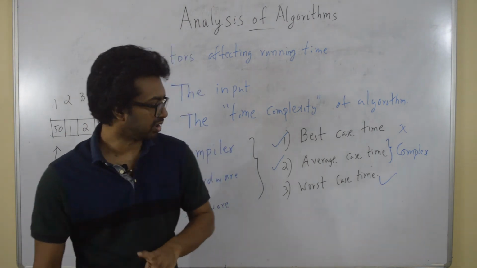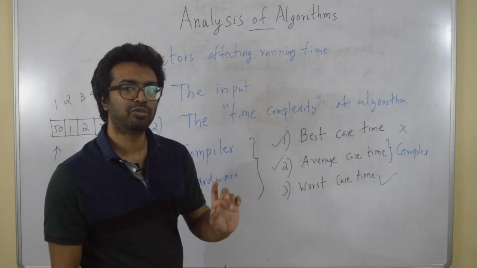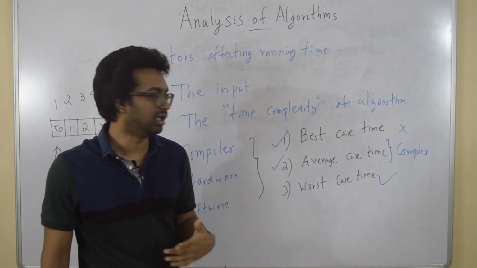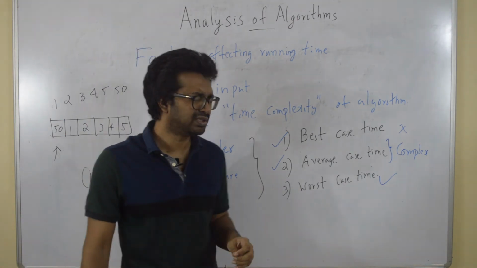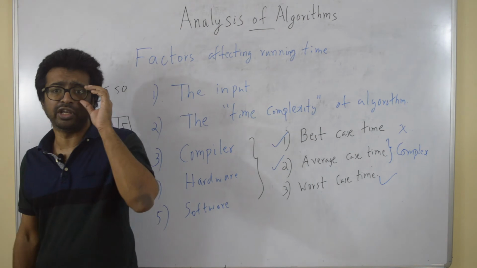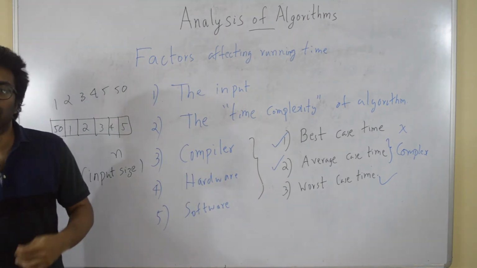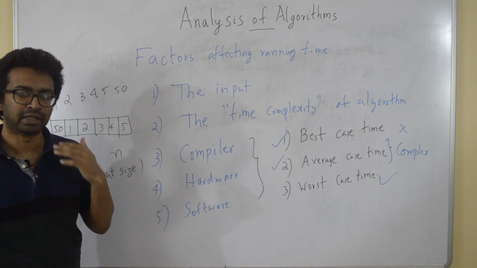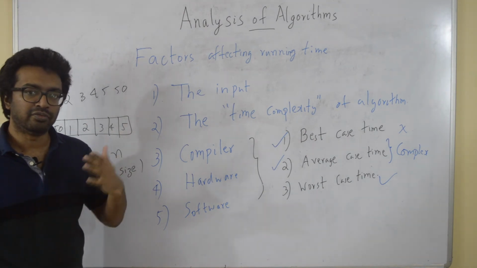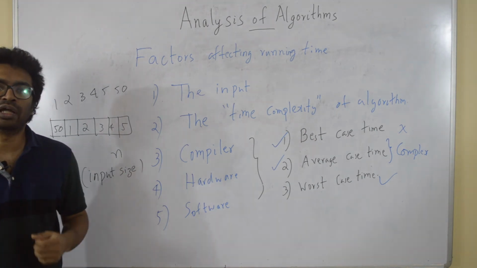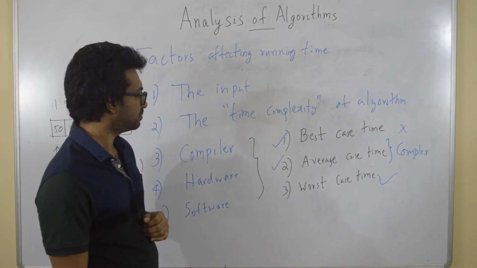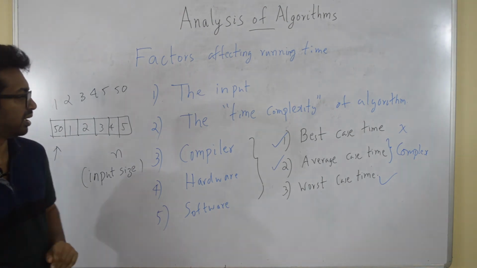So you see, in the average case time, you will have to work with all inputs and then calculate the expected time. On the other hand, for worst case time, you are interested in finding one particular input, the worst case input, and calculating the running time for that particular input. Is it clear? Yeah, this is good.